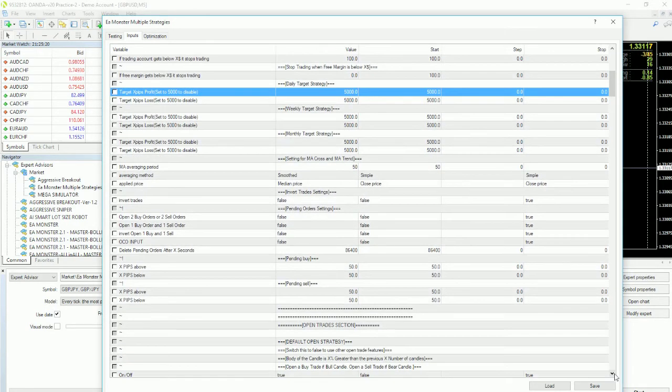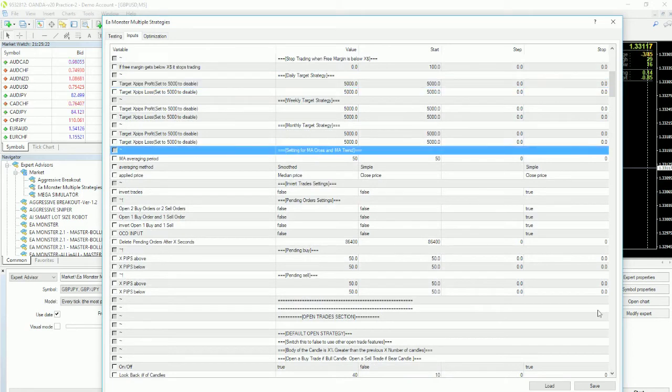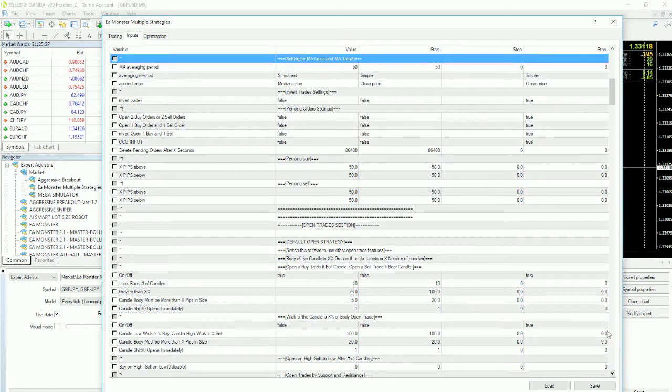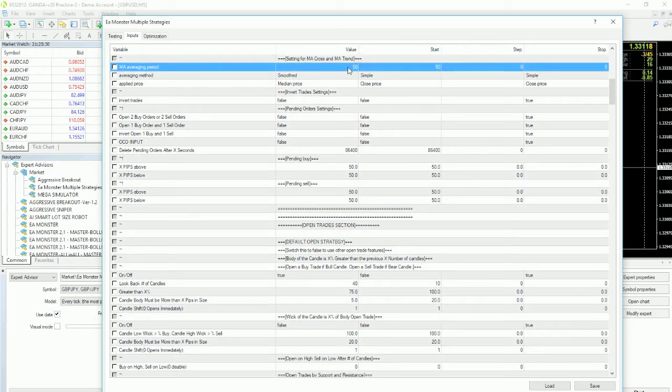Okay, here we go. Let's go check out some more features here. We've just barely scratched the surface of this, if you can see. This one here is the setting for MA cross and MA trend. This is the period for a feature that is further down in here. This is actually an old feature I had. You might have to private message me to understand how this works. It's a little bit complicated, but it's MA cross and MA trend.